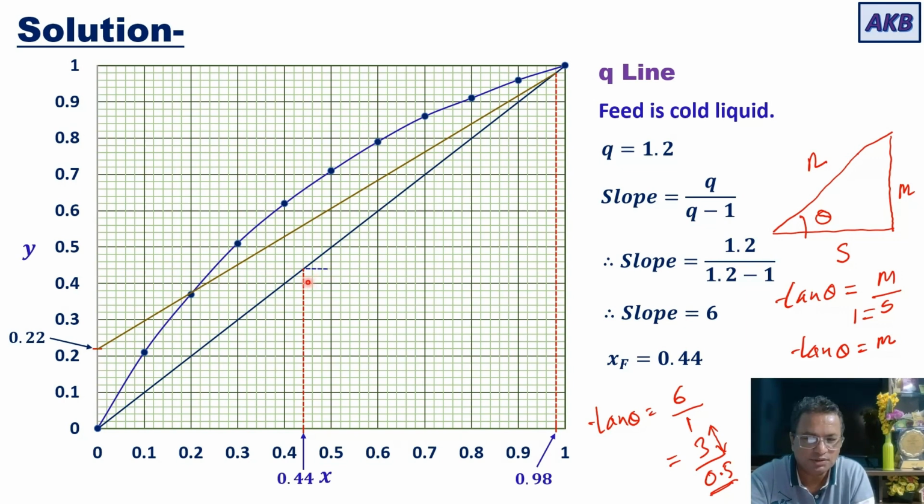Okay? So I travel a horizontal distance equal to 0.5, and if I do that, the vertical distance that I'll have to travel is 3 units. So I get this point. So I have this point, I have this point, and now I can simply draw the Q line that passes through these 2 points. So that would be the required Q line. I hope the concept is clear to you.